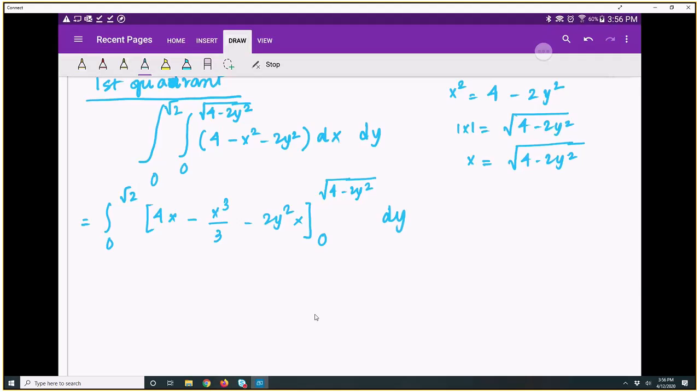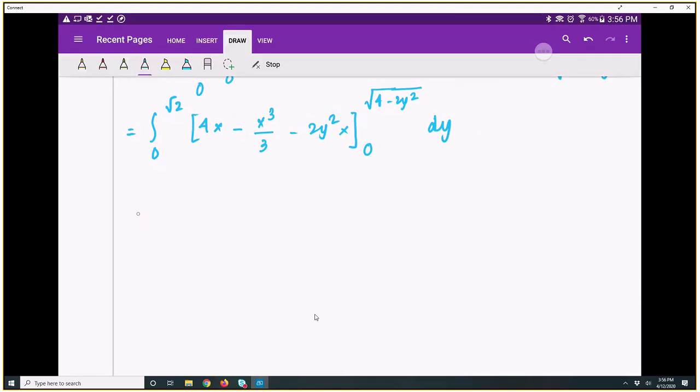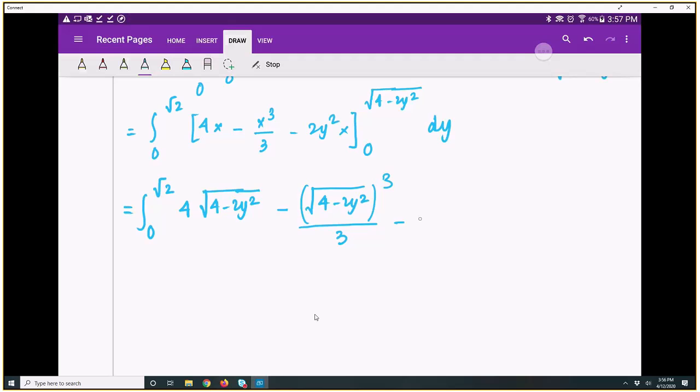So let's see, when I plug in x equal to the upper limit, what we get. And I'm not interested in the lower limit because setting the x value equal to 0, your integration becomes 0. So it's just the upper limit. So you get 4 times square root of 4 minus 2y squared minus square root of 4 minus 2y squared whole to the power 3 over 3 minus 2y squared times square root of 4 minus 2y squared. And I will integrate this with respect to y.